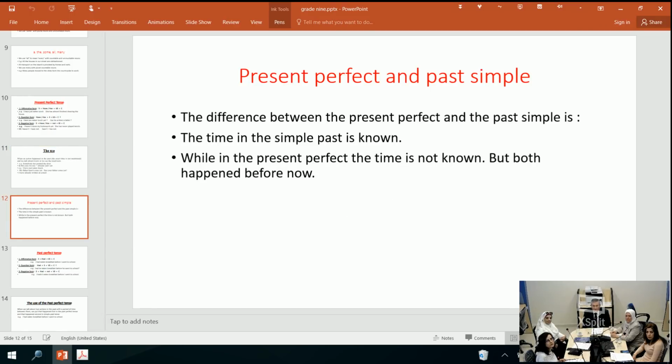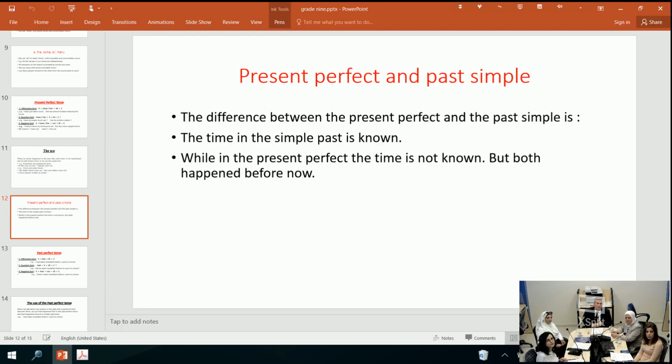Okay. We move to the difference now. We have a question in the book in grade 9: how to differentiate between present perfect and past simple. What is the difference, Miss Huda? In the past simple, the time is necessary. The time is mentioned and clear; we know what time it happened. For example, yesterday, last week, an hour ago: I drank coffee an hour ago. But in the present perfect, we don't mention the time. But what is mutual? They both happened in the past, before now.